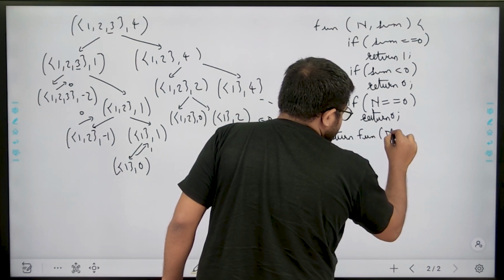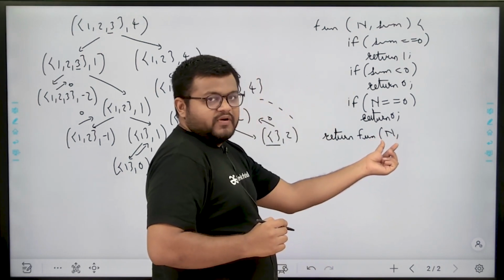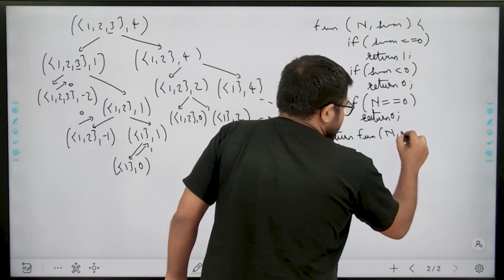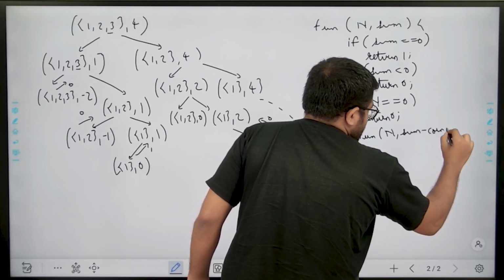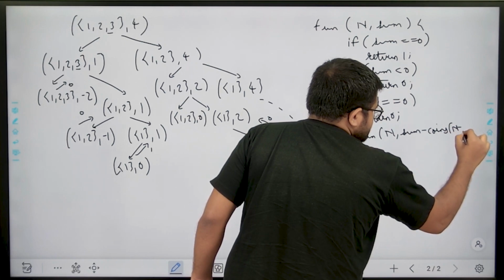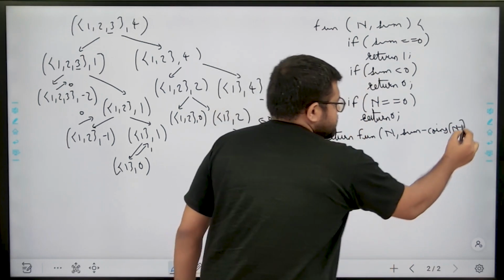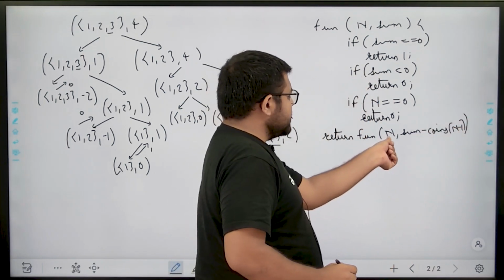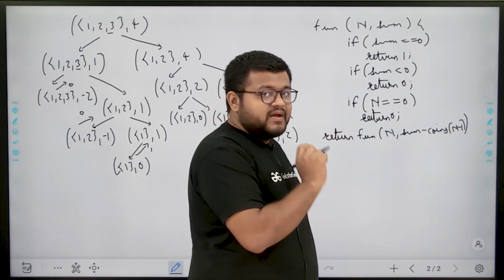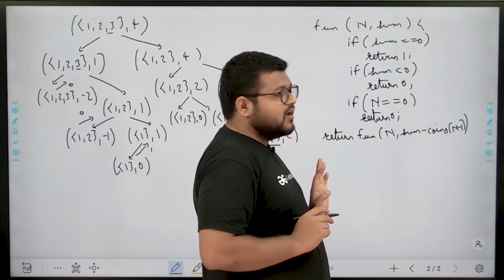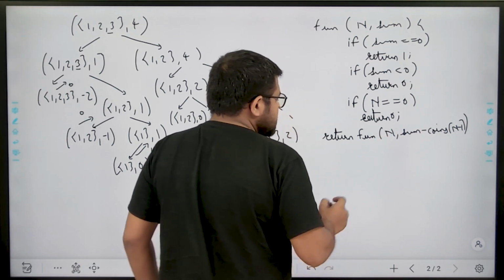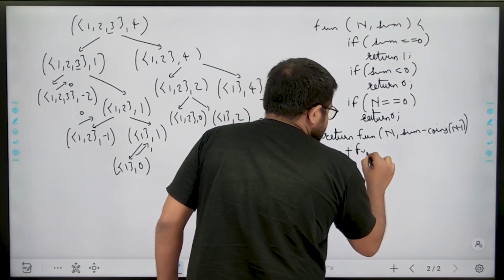Suppose we consider the last element, then the total number of remaining elements will be n only, and sum will become sum minus coins of n minus 1, because I am considering the nth coin. It will be at index n minus 1, so the remaining sum would be sum minus this, and the remaining set will have still n coins, plus function.